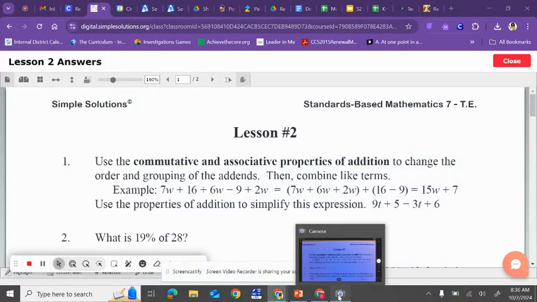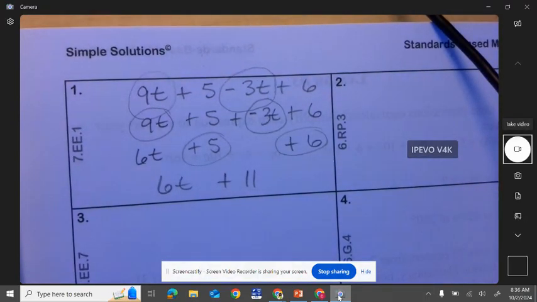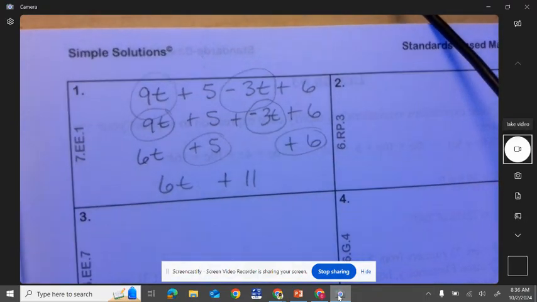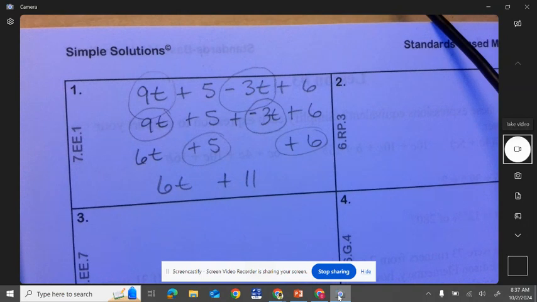All right, and then the answer is 9t plus 5 minus 3t plus 6 is 6t plus 11 is the answer.